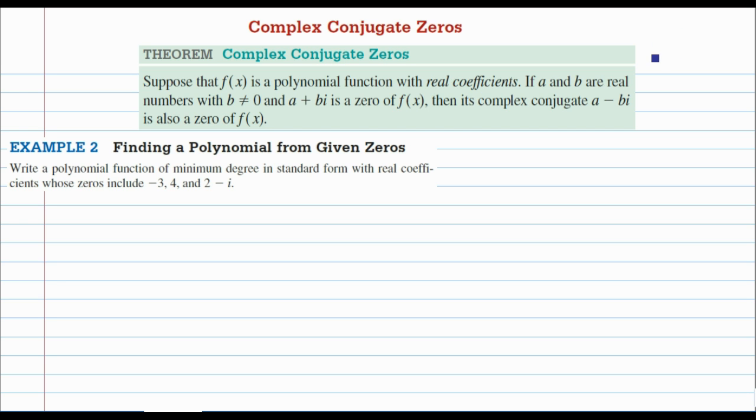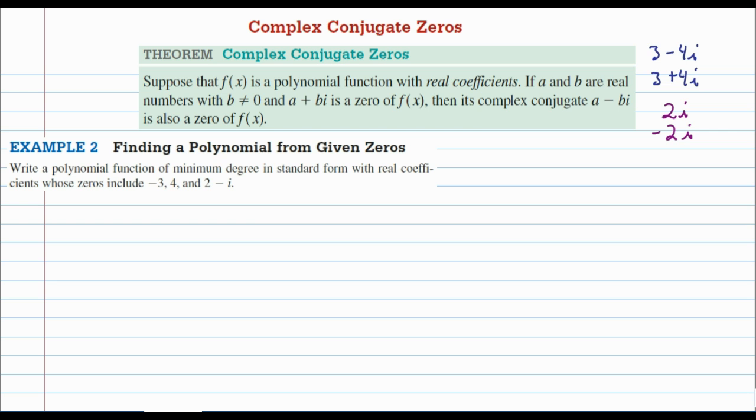So an example of a complex conjugate would be, if I have 3 minus 4i, 3 plus 4i would be its complex conjugate. Or if I had, let's just say 2i, its complex conjugate would be negative 2i. So the i term changes signs. Let's look at example 2.